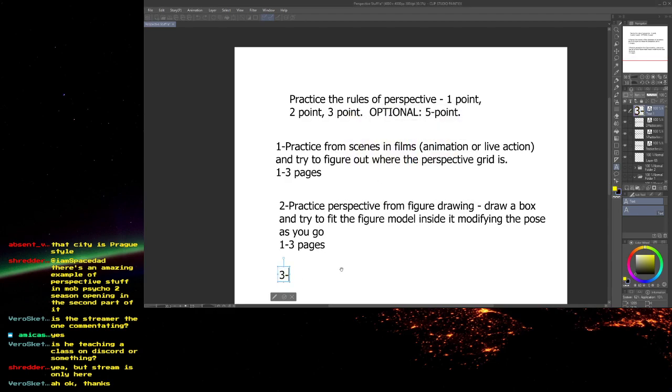Three. Practice observation drawing from your POV on objects or the space around you. 1 to 3 pages.